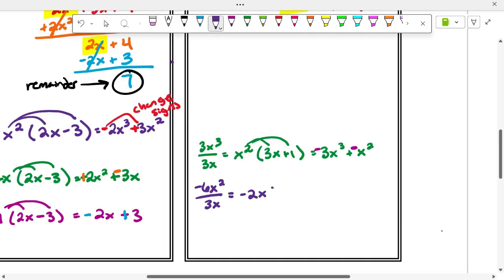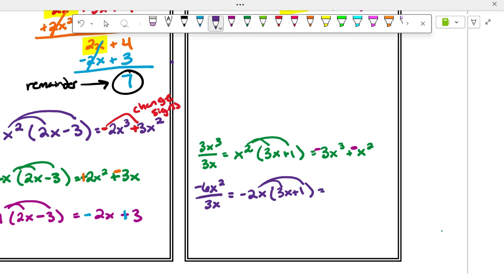All right, multiply the negative 2x to the 3x plus 1, which if you distribute that, what do you get, Chase? 6x. So x times x is what? X squared. So negative 6x squared and negative 2x. Good. Now, that's what I need to subtract.